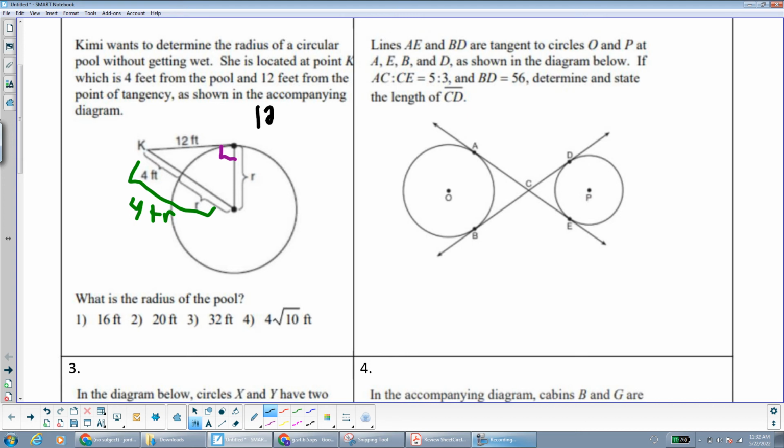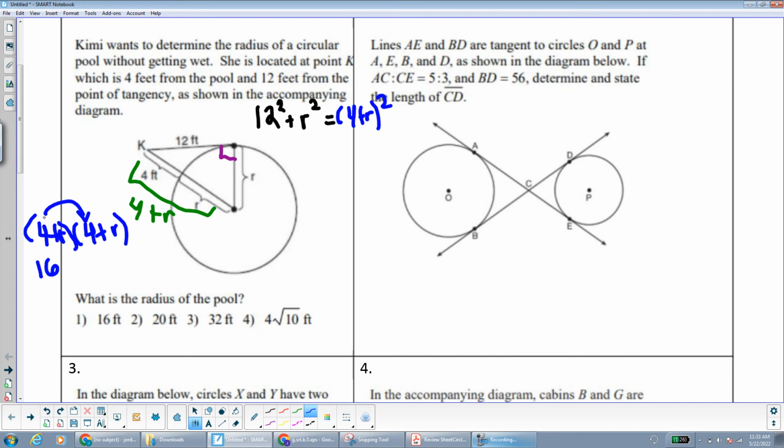One of the legs squared, so that's a squared, I just used the 12 side, plus b squared, I'm writing b, but I want to write r, because r is the other leg of this right triangle, is equal to the hypotenuse squared. And the hypotenuse is (4 plus r) squared. Now, since I have (4 plus r) squared, I'm going to have to use FOIL. So let me write it out over here. (4 plus r) times (4 plus r).